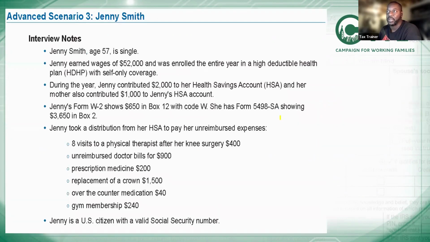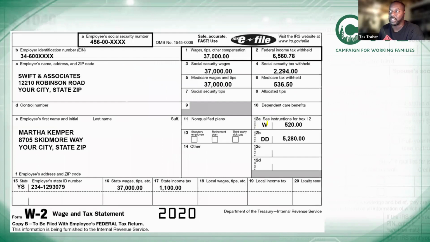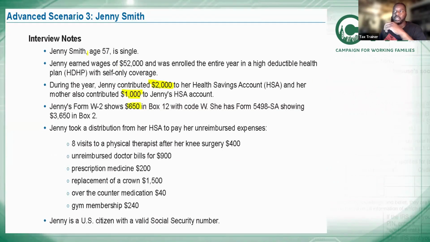So let's go back to up here. She had $2,000 that she contributed, right? She had $1,000 that her mom contributed, and her employer put in $650. And we know that it says on her W-2. So if you ever look at a W-2 and there's a box W, this is telling me how much the employer put in. All right. So the employer, this one would have said $650. So the total contributions that was put in for this person is $36.50.